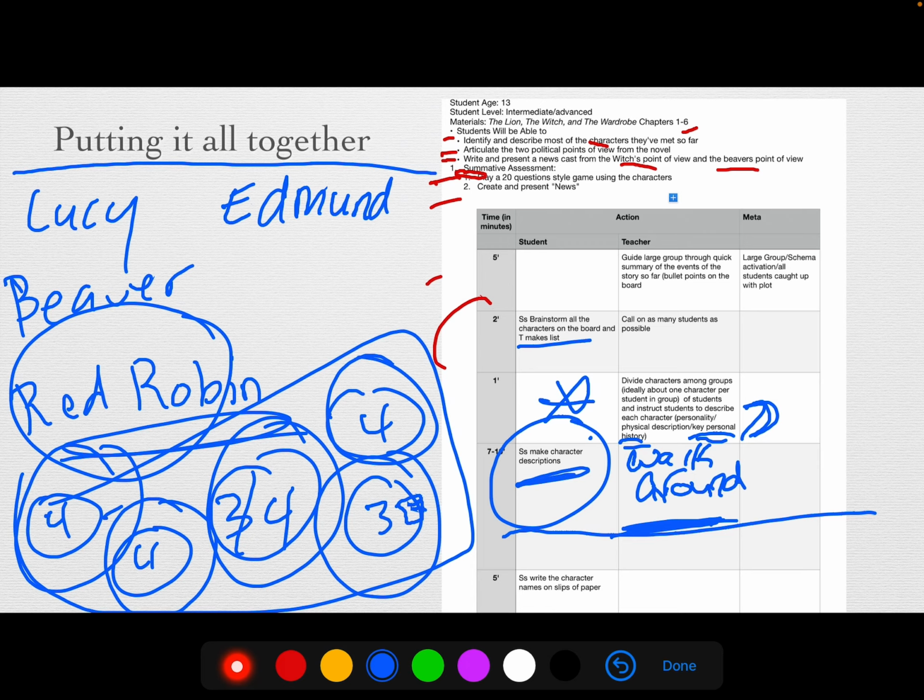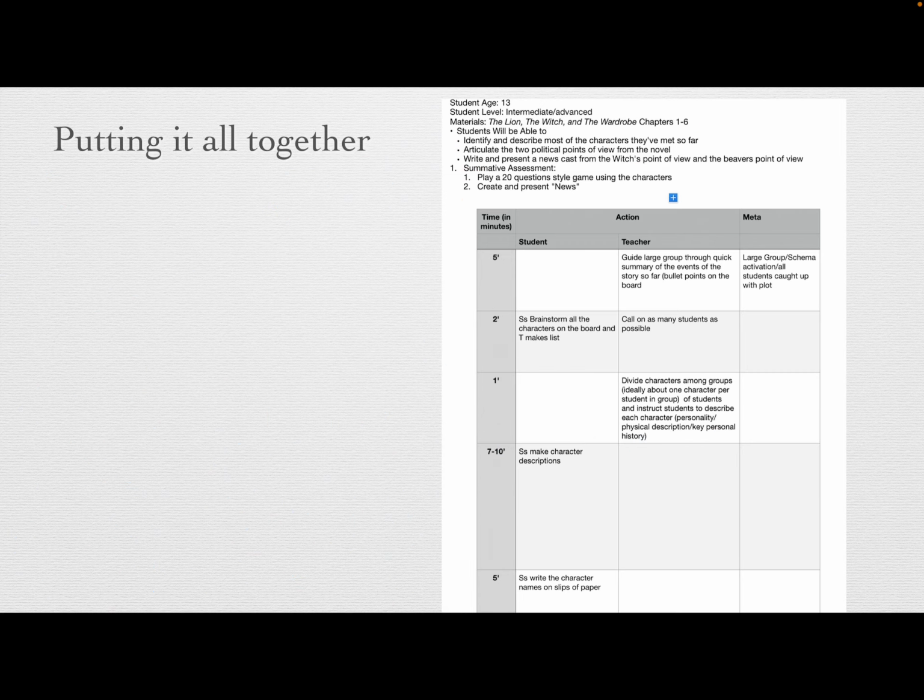And then once they're all done, I'm going to give them a piece of paper about the size of a card, and I will have them write the name of their characters, one on each piece of paper. So that'll be the end of that.